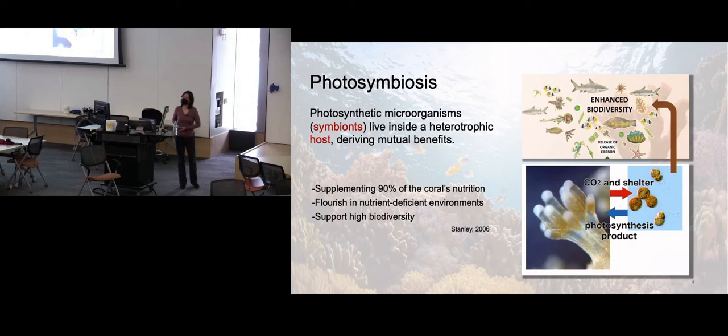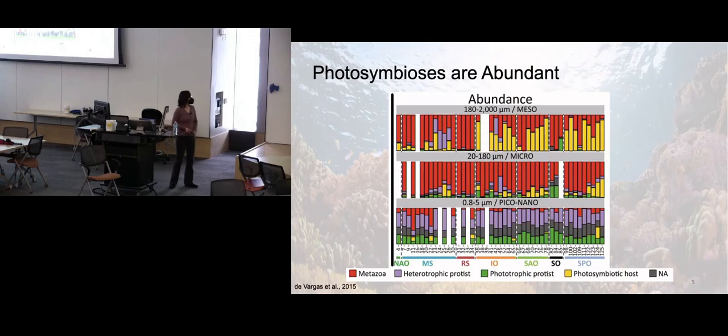So for example, if we're looking at a biodiversity survey of the open ocean, right? If you pay attention, in some of the size frequencies, like in these mesoscale-sized organisms, the number of photosymbiotic hosts here actually far outweighs the abundance of heterotrophic protists or metazoan animals or even phototrophic protists. So in certain systems, photosymbiosis is really abundant. And it's not only abundant, it's also evolutionarily diverse.